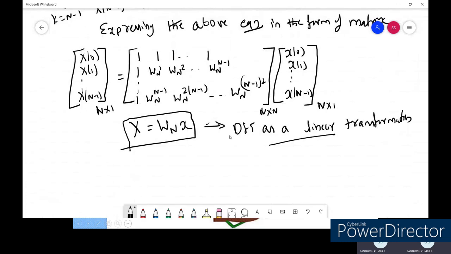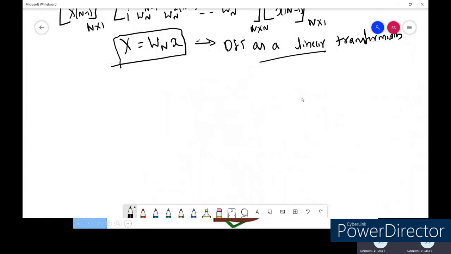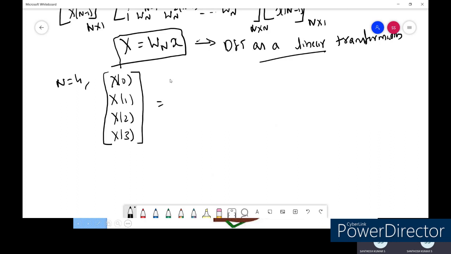The advantage of using the matrix method in finding the DFT is that we can calculate the small N-point DFTs in the simplest way, and it is easy to find the values. For example, if I take n is equal to 4, I'm going to write the matrix method here. So n is equal to 4 means x of 0, x of 1, x of 2 and x of 3. Here the twiddle factor matrix will become like this.